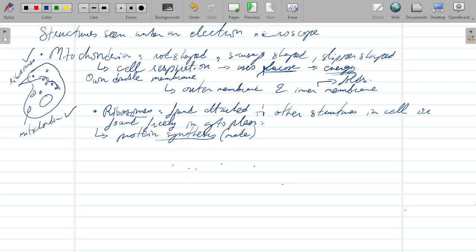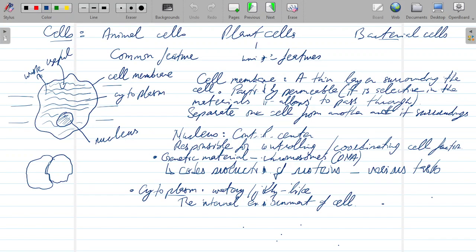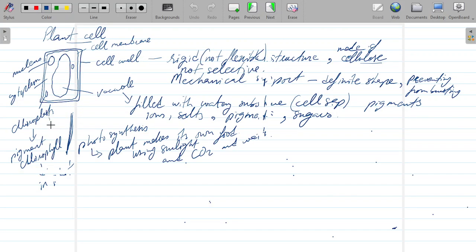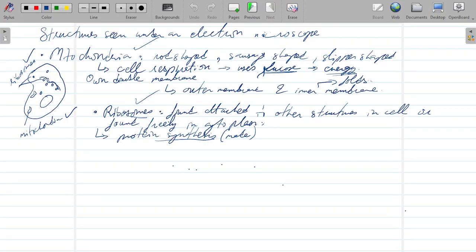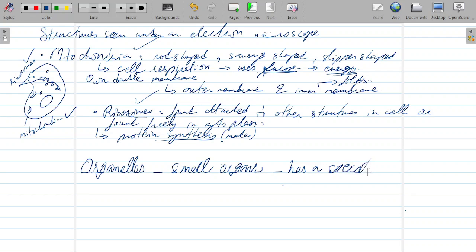Organelle. Yeah, so it's a good thing you brought up that term. The mitochondria, the ribosome, and the chloroplast, and even the vacuole, the nucleus. All of these, there's a term for that called organelle. And what organelle basically means is small organ. Each organelle has a specific role.